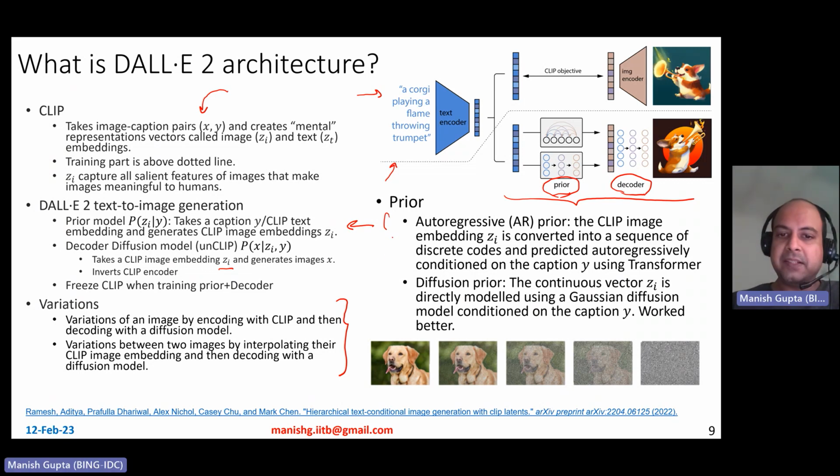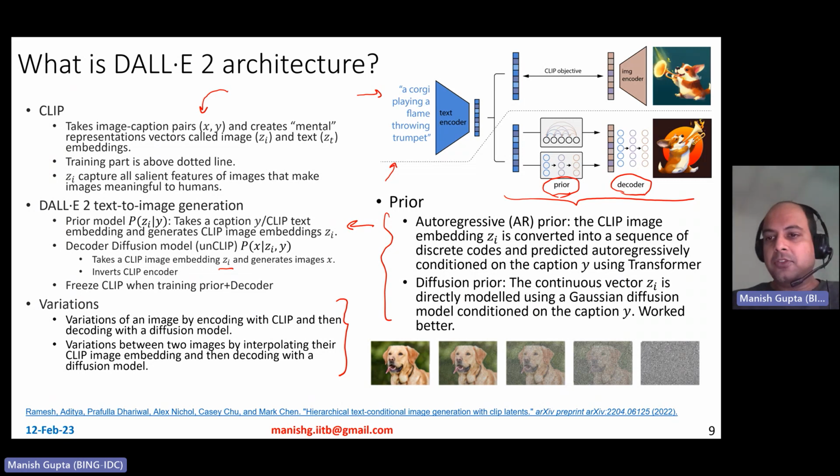Now, we will look at how these prior and decoder models are trained in DALL-E 2. There are two ways of training the prior model. Remember, the prior model takes the text caption Y or the text embedding and comes up with the image embedding. This can be done in two ways: autoregressive prior or diffusion prior. In the autoregressive prior, the CLIP image embedding ZI is converted into a sequence of discrete codes and predicted autoregressively, conditioned on the caption Y using a transformer model. Again, a transformer model makes sense here because the input is a text caption.